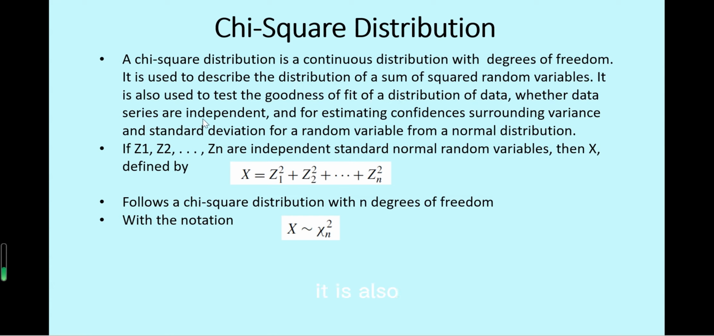It is also used to test the goodness of fit of a distribution of data, and whether data series are independent. And chi-square distribution is also used for estimating the confidence interval surrounding the variance.